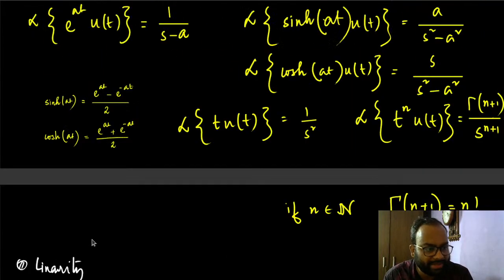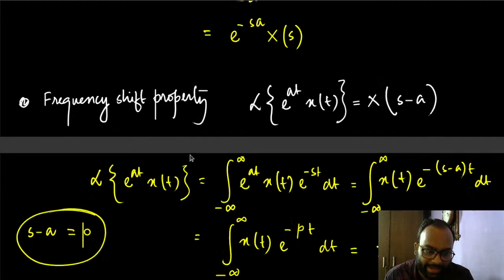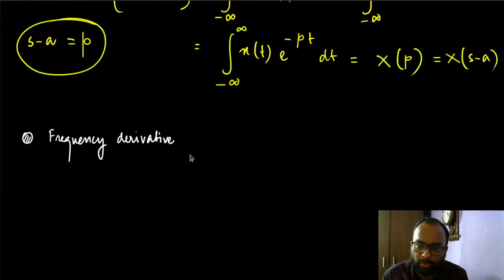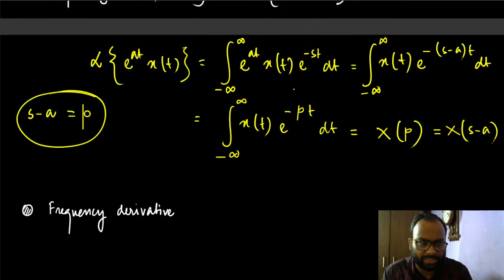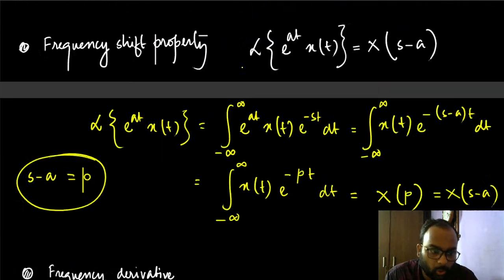We proved the time derivative property earlier because we needed that the most. And now we are going to talk about the frequency derivative property. These properties are very similar to the Fourier transform properties. In fact, so similar that in some cases you can just take the Fourier transform property and replace j omega with s, and you would get the corresponding Laplace transform property.